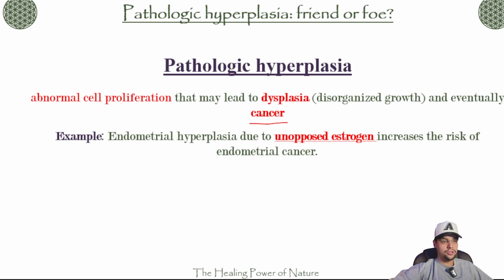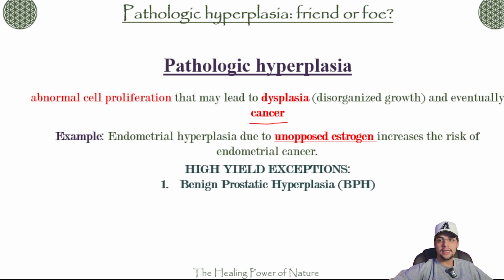However, there are exceptions. Number 1, benign prostatic hyperplasia. This involves hyperplasia of prostate stromal, so the connective tissue of the prostate, and also glandular cells. Remember that BPH, or benign prostatic hyperplasia, does not increase the risk of prostate cancer. Another common example that you'll see is psoriasis. Hyperplasia of the epidermis, your skin, leads to thick, scaly skin plaques. While it is not precancerous, it represents a pathological but not malignant form of hyperplasia.